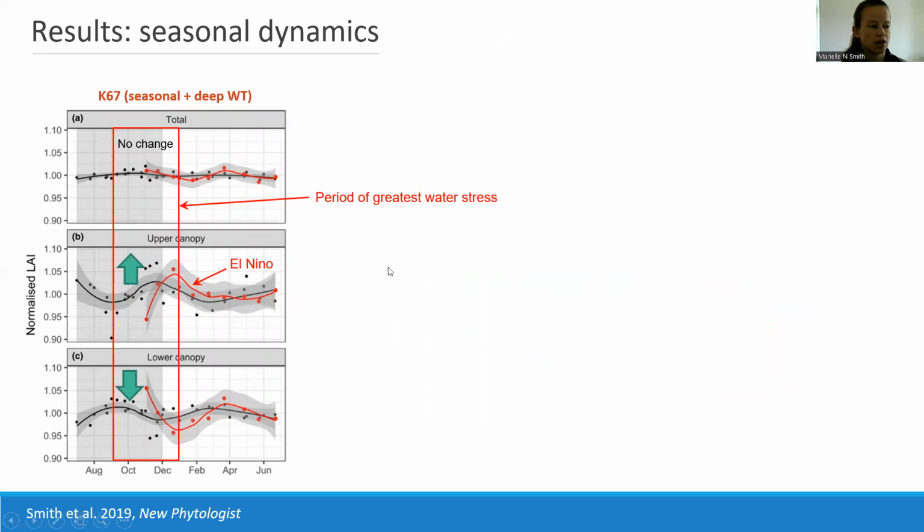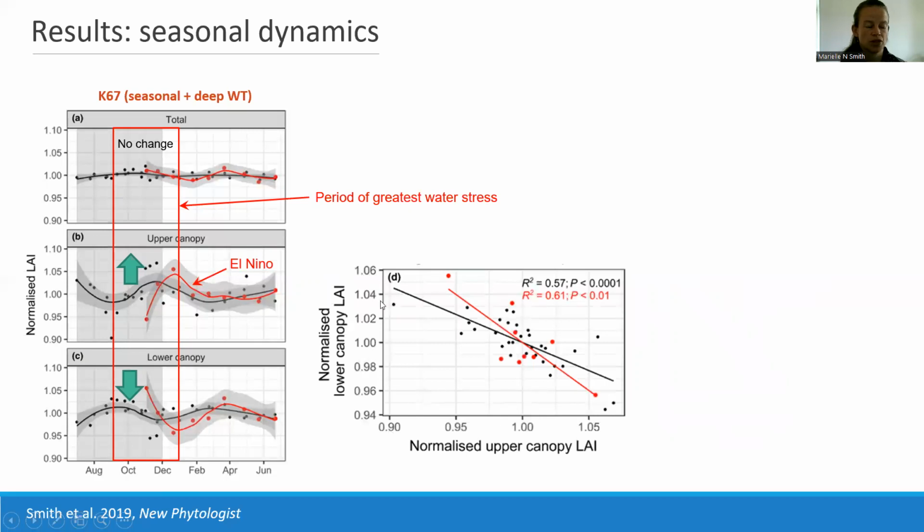Firstly, I'm going to present work that we already published in 2019 for the deep water table depth site, kilometer 67. At this site, in the second half of the dry season, shown in this red box, which was a period of greatest water stress, we see an increase in upper canopy leaf area and a decrease in lower canopy leaf area. And indeed, these canopy layers are strongly anti-correlated.